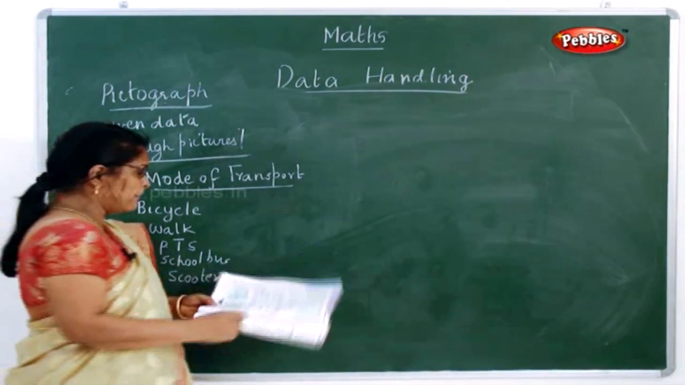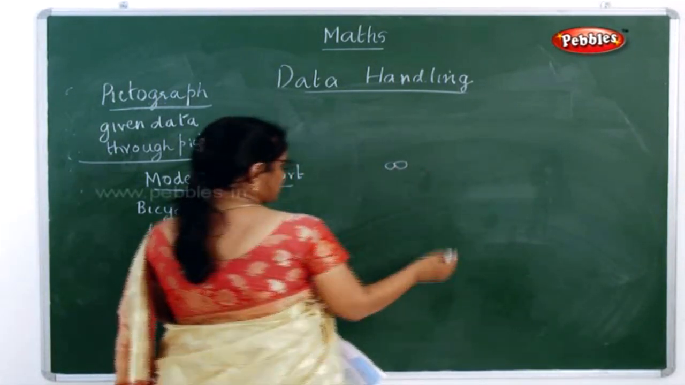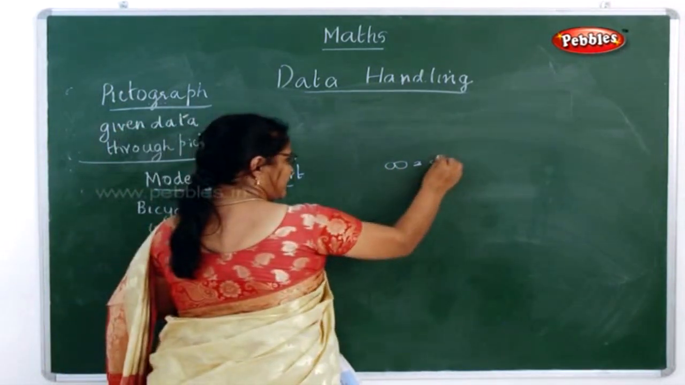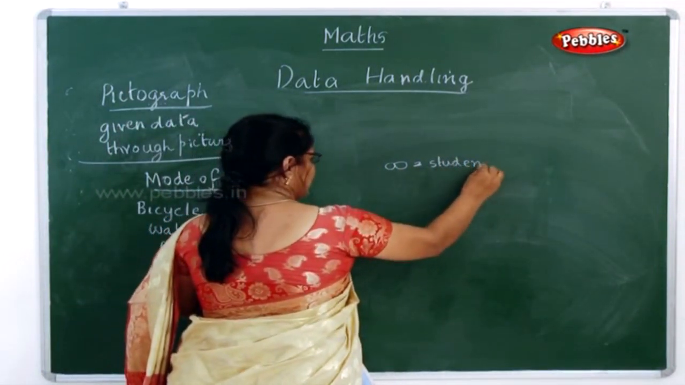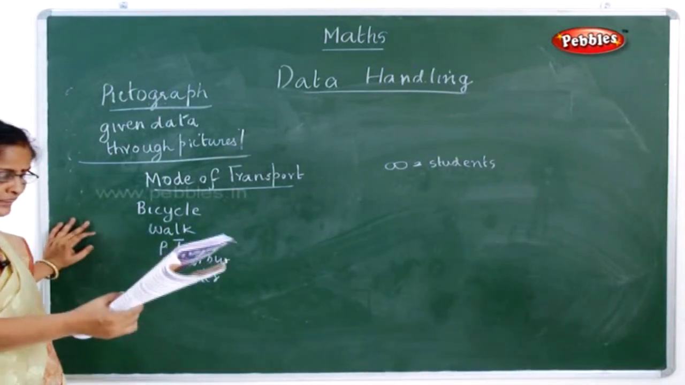Now how many number of students? See, one symbol is the number of students. This is two. This means two students. It represents 2 students. Is it clear? Now that's what we call a pictograph, just giving the data through pictures.